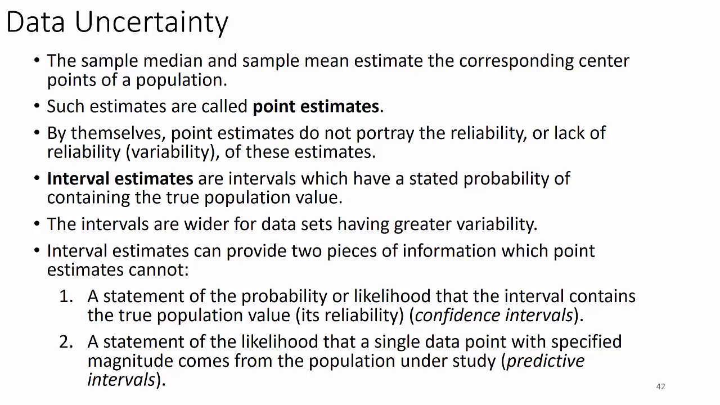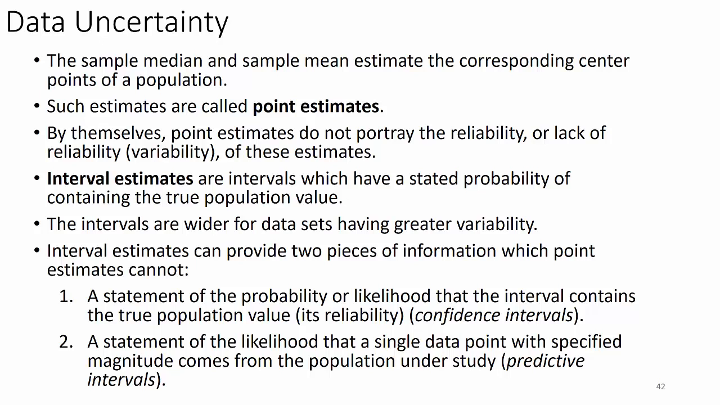The sample median and sample mean estimate the corresponding center of a population. The estimates are called point estimates. By themselves, they don't portray the reliability or variability of the estimates. Interval estimates are intervals which have a stated probability of containing the true population value. We can be 90% confident that the value resides between this number and that number. The intervals are wider for a data set having greater variability.